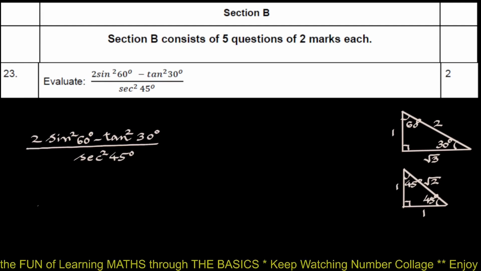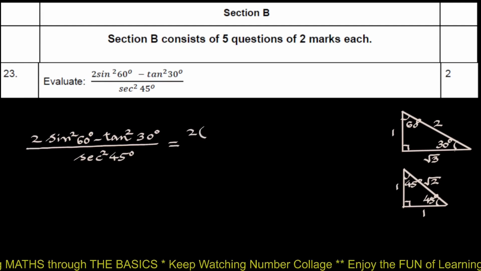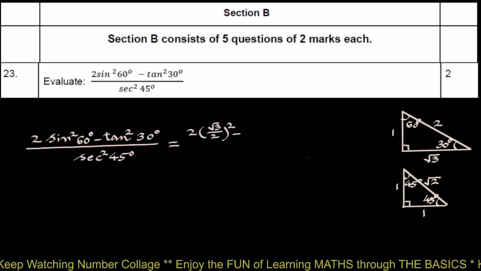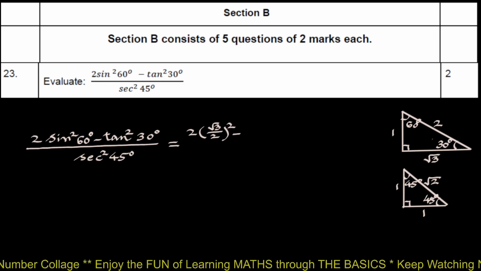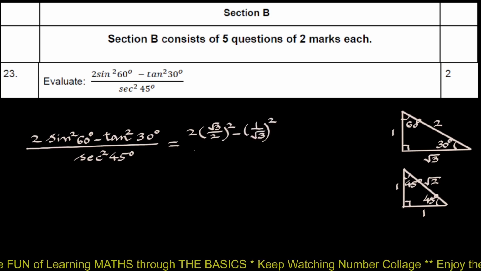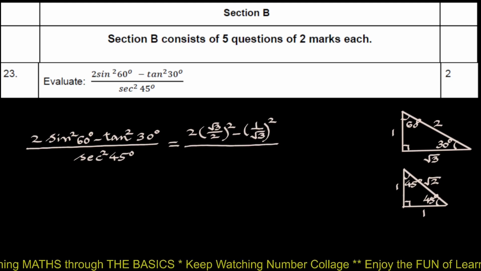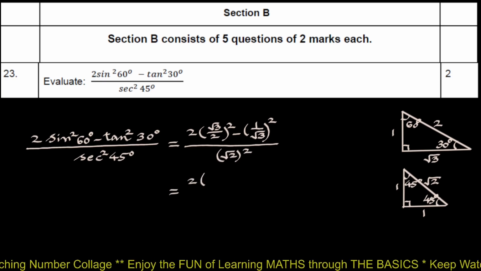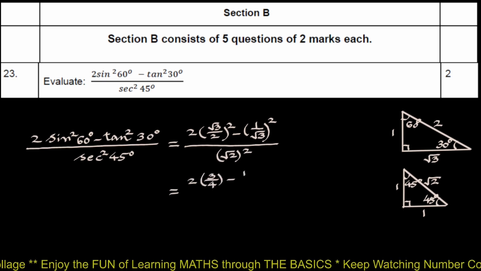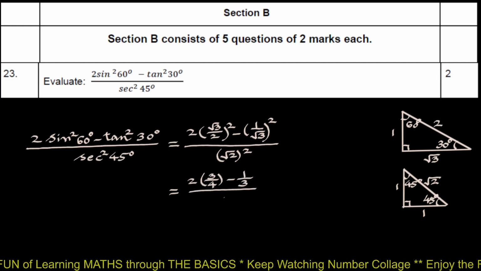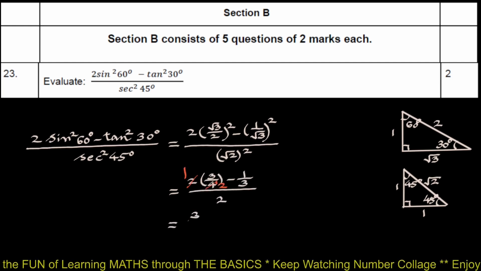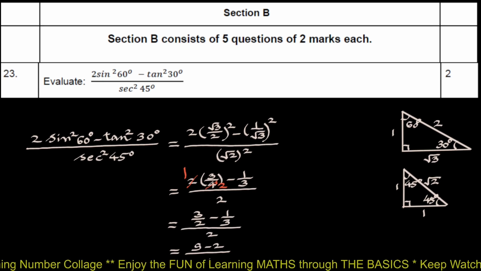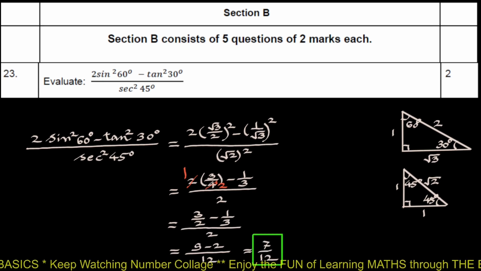We have to evaluate this, which is 2 sin 60, from the triangle, is root 3 upon 2, whole square, minus tan 30, from this triangle, is 1 upon root 3, and square of it, upon sec 45, from the triangle, root 2 upon 1, and square of it. Which is 2 into 3 upon 4 minus 1 upon 3 upon root 2 square, 2, which is 3 upon 2 minus 1 upon 3 upon 2, 9 minus 2 upon 6, 2s are 12, 7 upon 12, the required value.